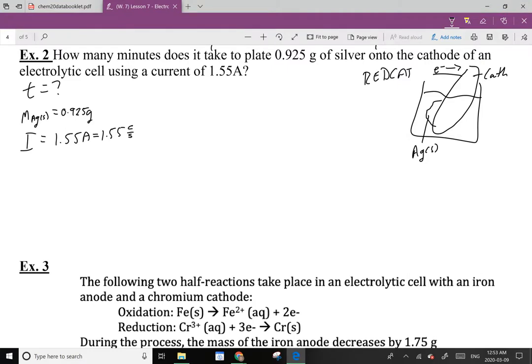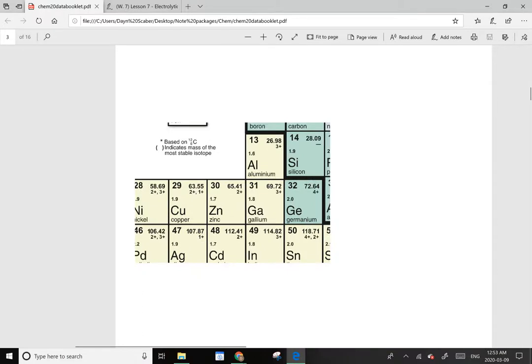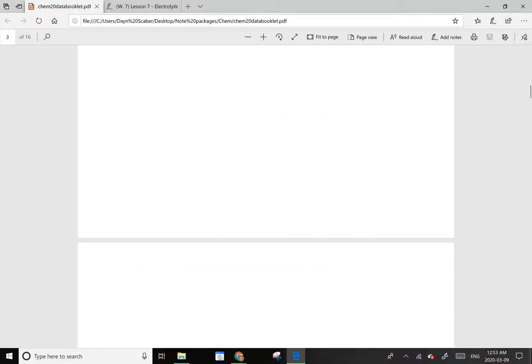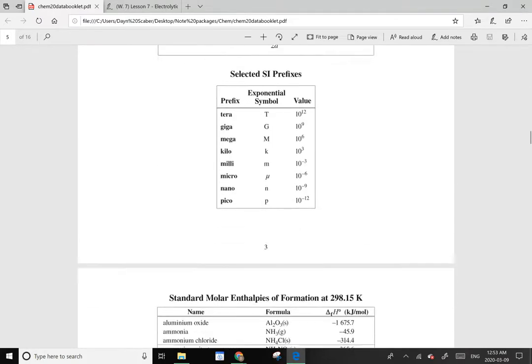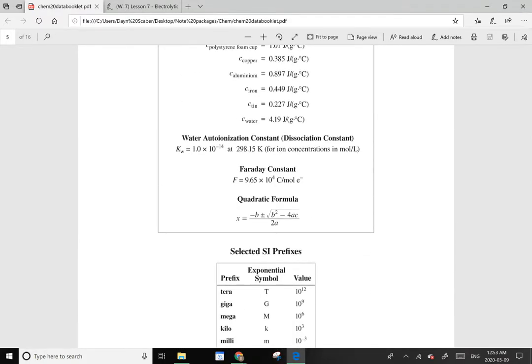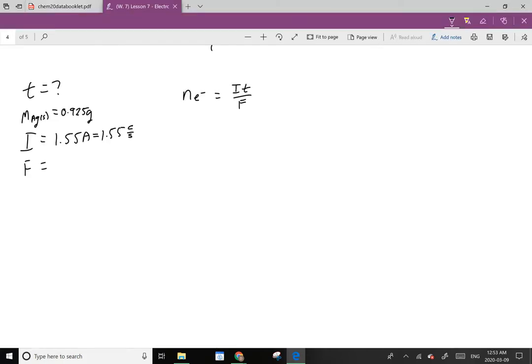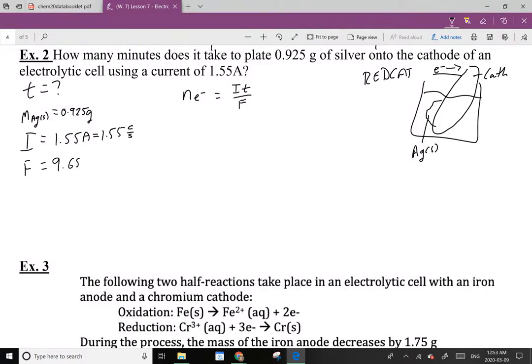So in this case, if we're going to use our equation, moles of electrons equals it over F, we do know Faraday's constant. Remember, that's in our data booklet. That's on page 3, which I believe is right here. Sorry, my laptop's not very happy with me right now. There's page 3. Faraday's constant, 9.65 times 10 to the 4, and that's coulombs per mole of electron.